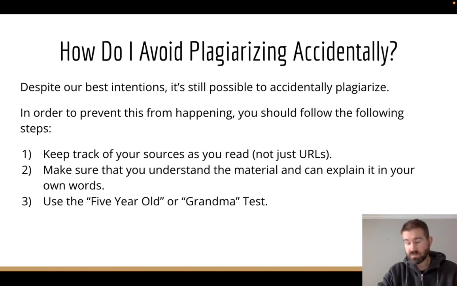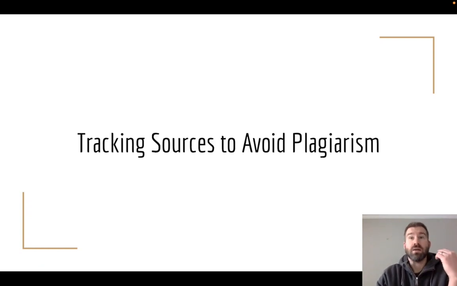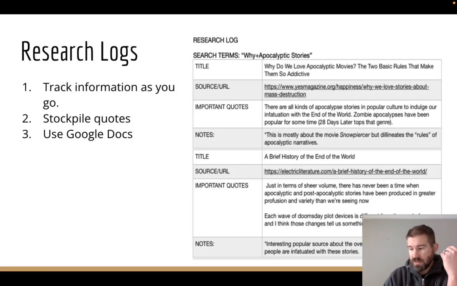terms. Okay, so I mentioned keeping track of sources, and I mentioned a reading log or a research log. So the way that I do this, and this is an example of the one that I actually use from my own research, and what I would suggest is as you're conducting research for English 102, that you keep track of all of this information. It's going to make your life easier in the long run, just as far as composing your paper, but it's also going to help you avoid plagiarism.